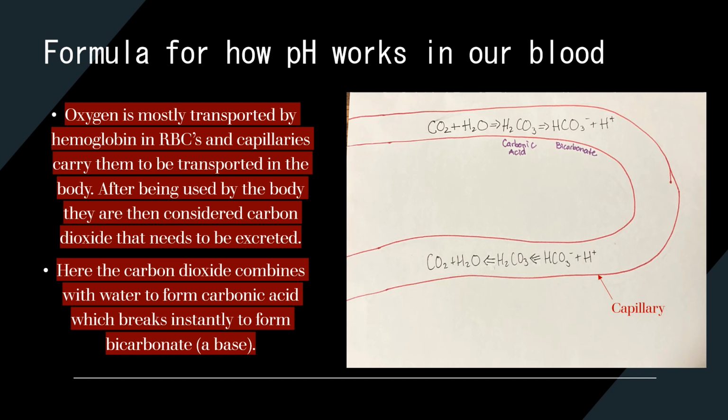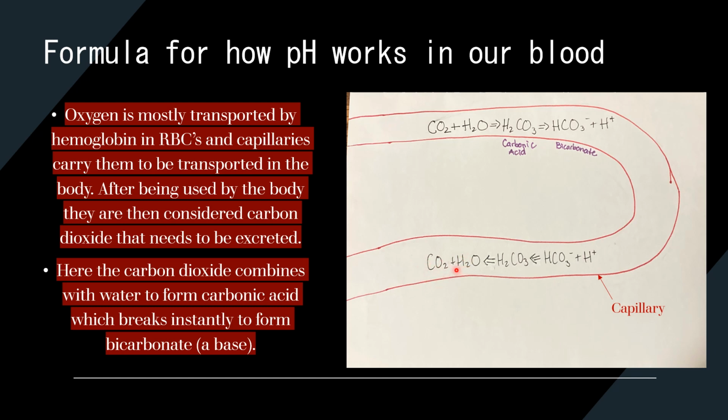So this is the formula for how the pH works in our blood. And this is a capillary right here, which transports the RBCs, or red blood cells, that contain oxygen. Here CO2 comes into the body to combine with water, and then it turns into carbonic acid, which instantly breaks down to form bicarbonate and hydrogen. Bicarbonate right here is then transported to the lungs, where it combines with hydrogen ion to form carbonic acid again, which then dissociates to form CO2 and water.